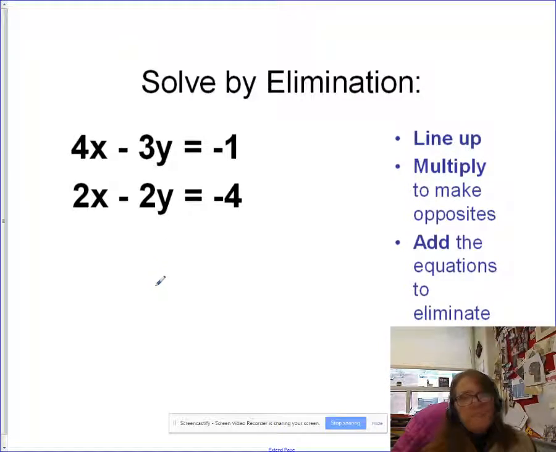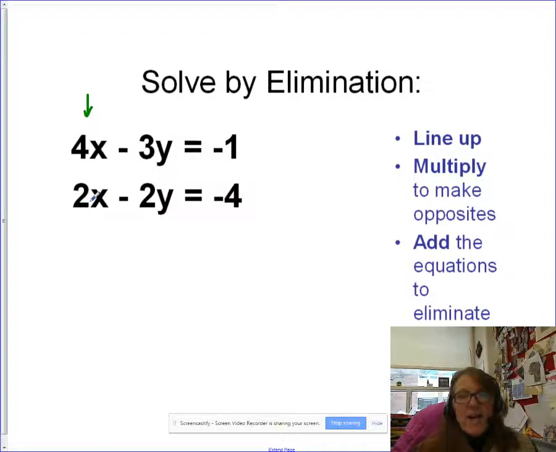So your job now, if we want to solve by elimination, is to make opposites or find opposites either in the x terms or the y terms. So when I add these equations together, one of your variables is eliminated. So look at the x's. This is positive 4. This is positive 2.